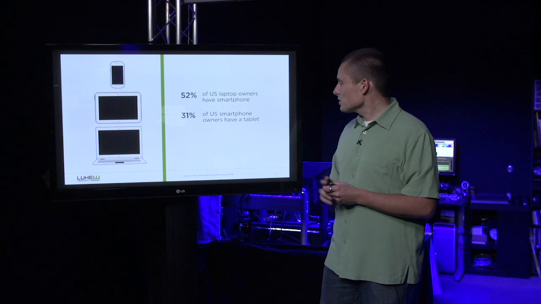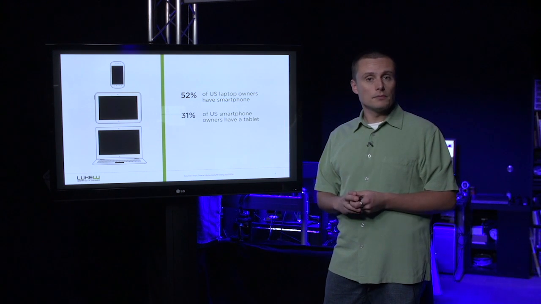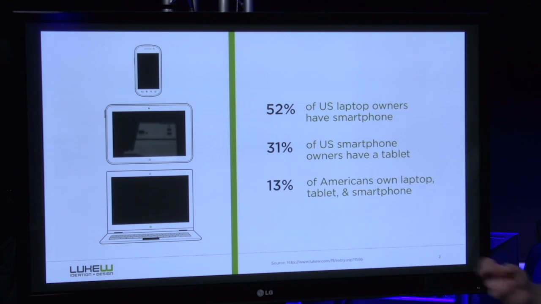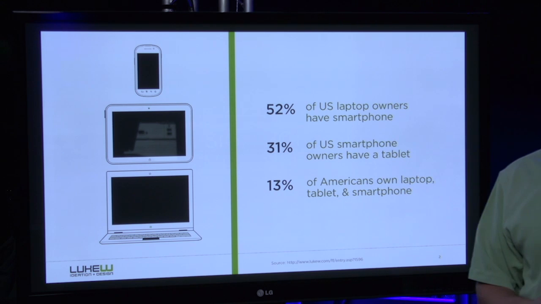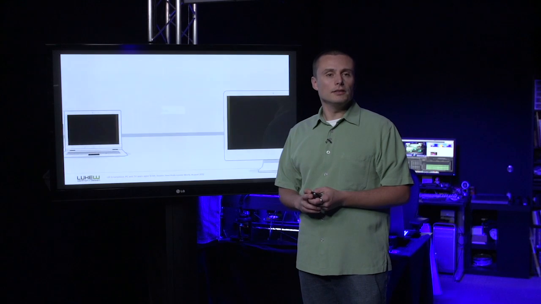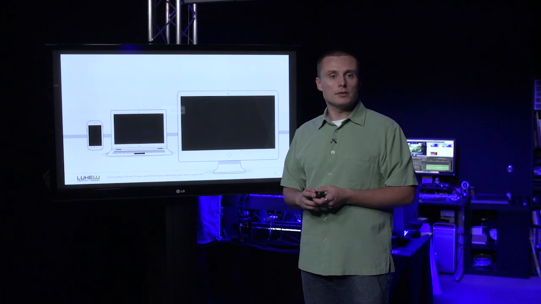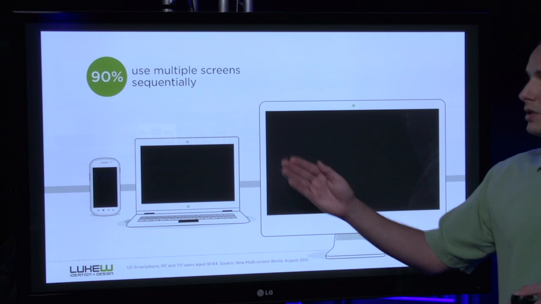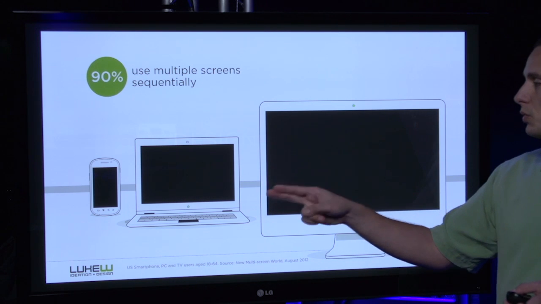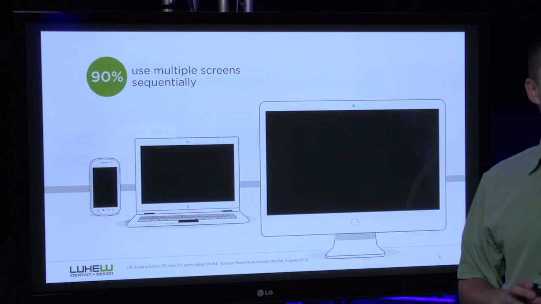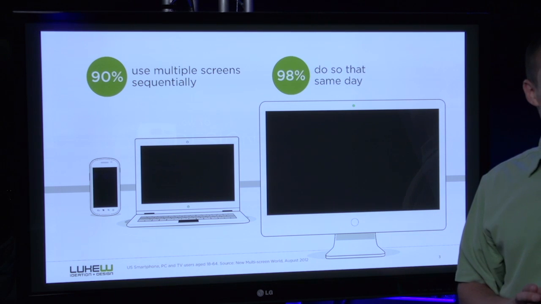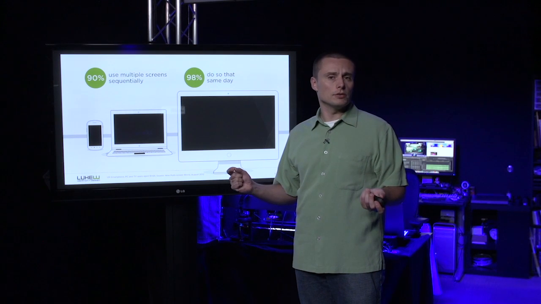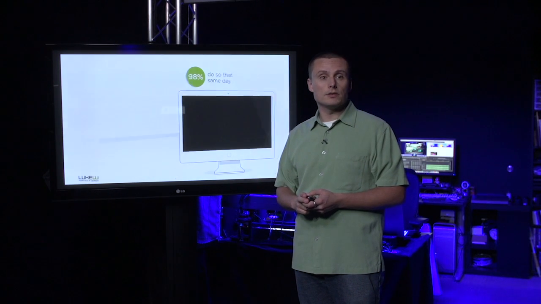A third of the people with a smartphone also have a tablet, and an increasing number have all three. Folks with multiple devices in their lives tend to use them together in interesting ways. Many will use them sequentially, that is, switching between one device and another. In fact, they pretty much do that every day. But it's not just sequential use, it's also simultaneous use.